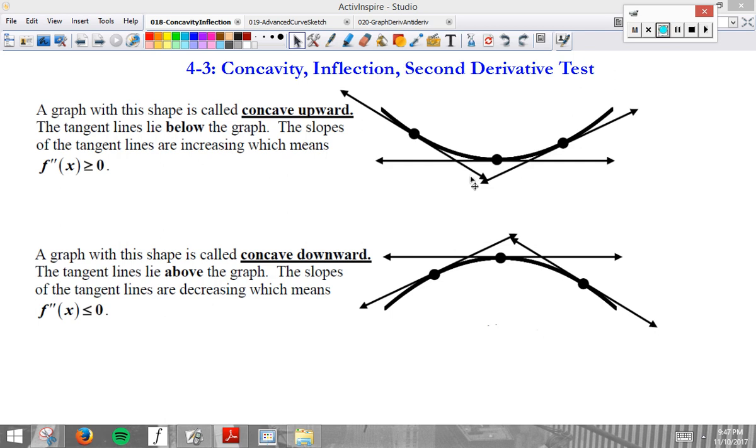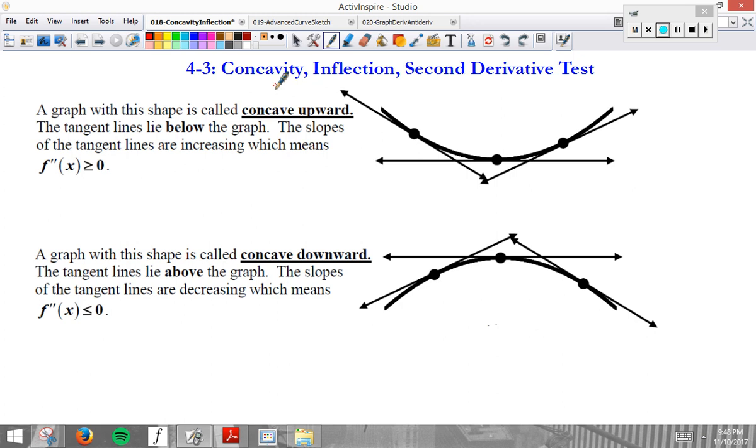Hi, today we're going to be talking about lesson 4-3, concavity, inflections, and the second derivative test for relative extrema. In this video, we will mostly be focusing on concavity and the basics of concavity, the graphical notion of concavity. In the subsequent video, we'll be talking about how to find that analytically and algebraically, and in the final video, we'll be talking about the second derivative test.